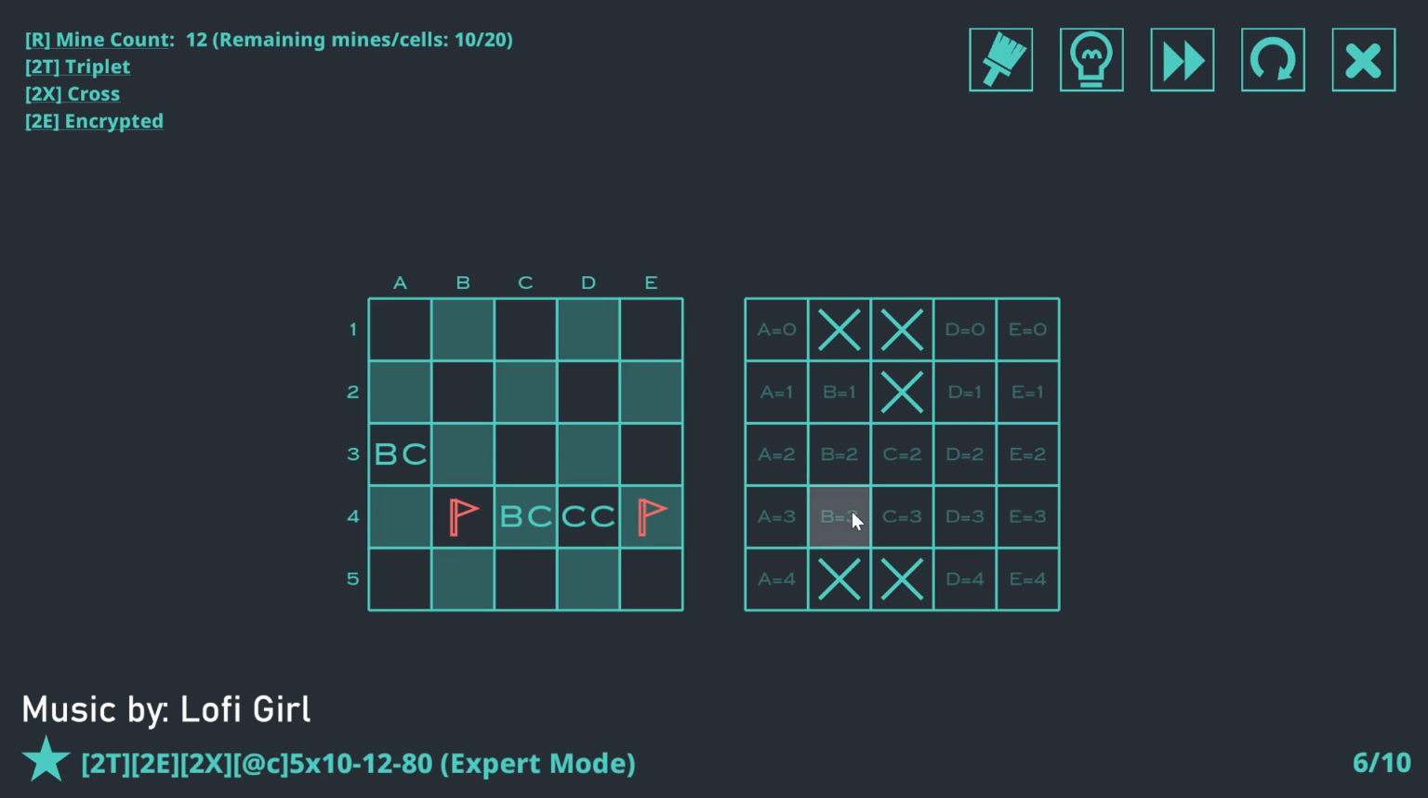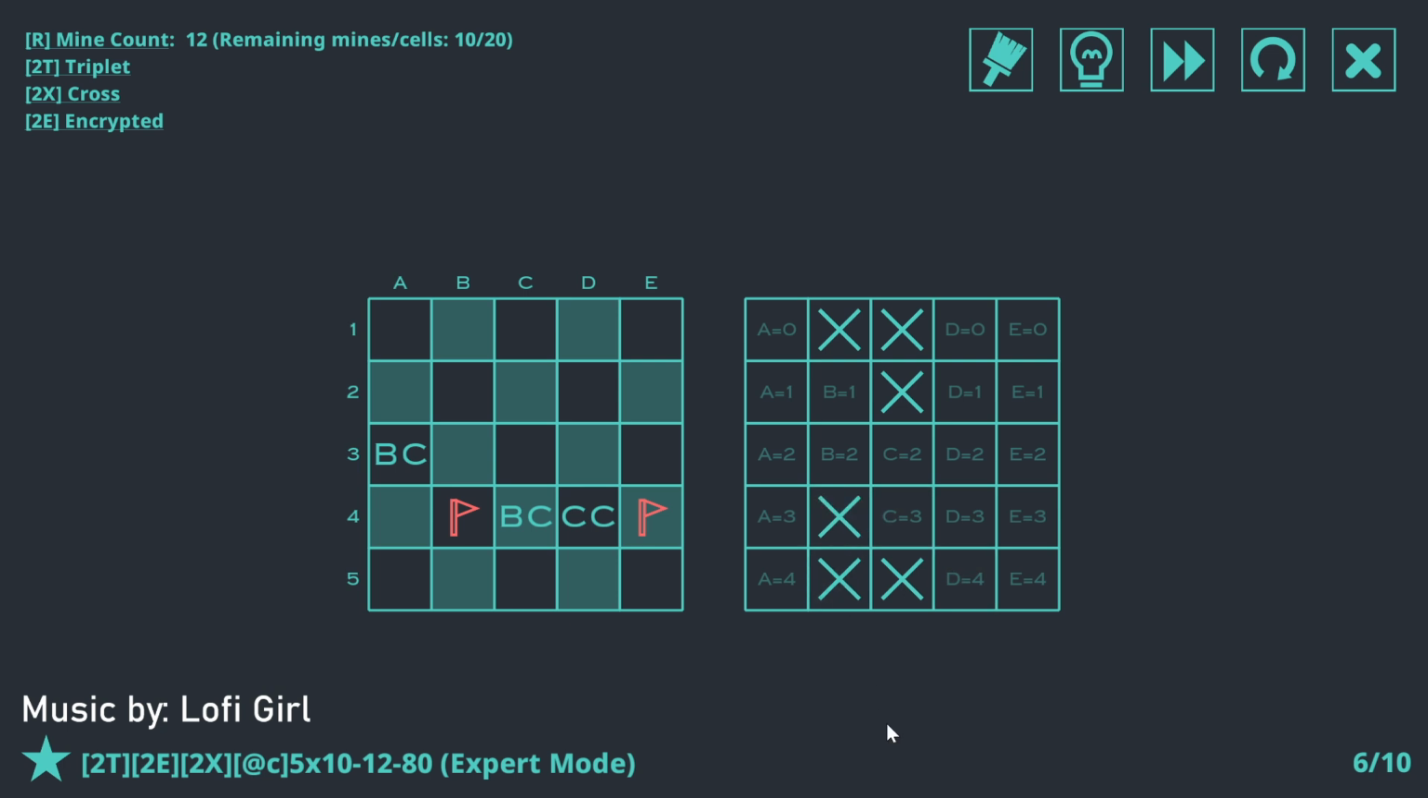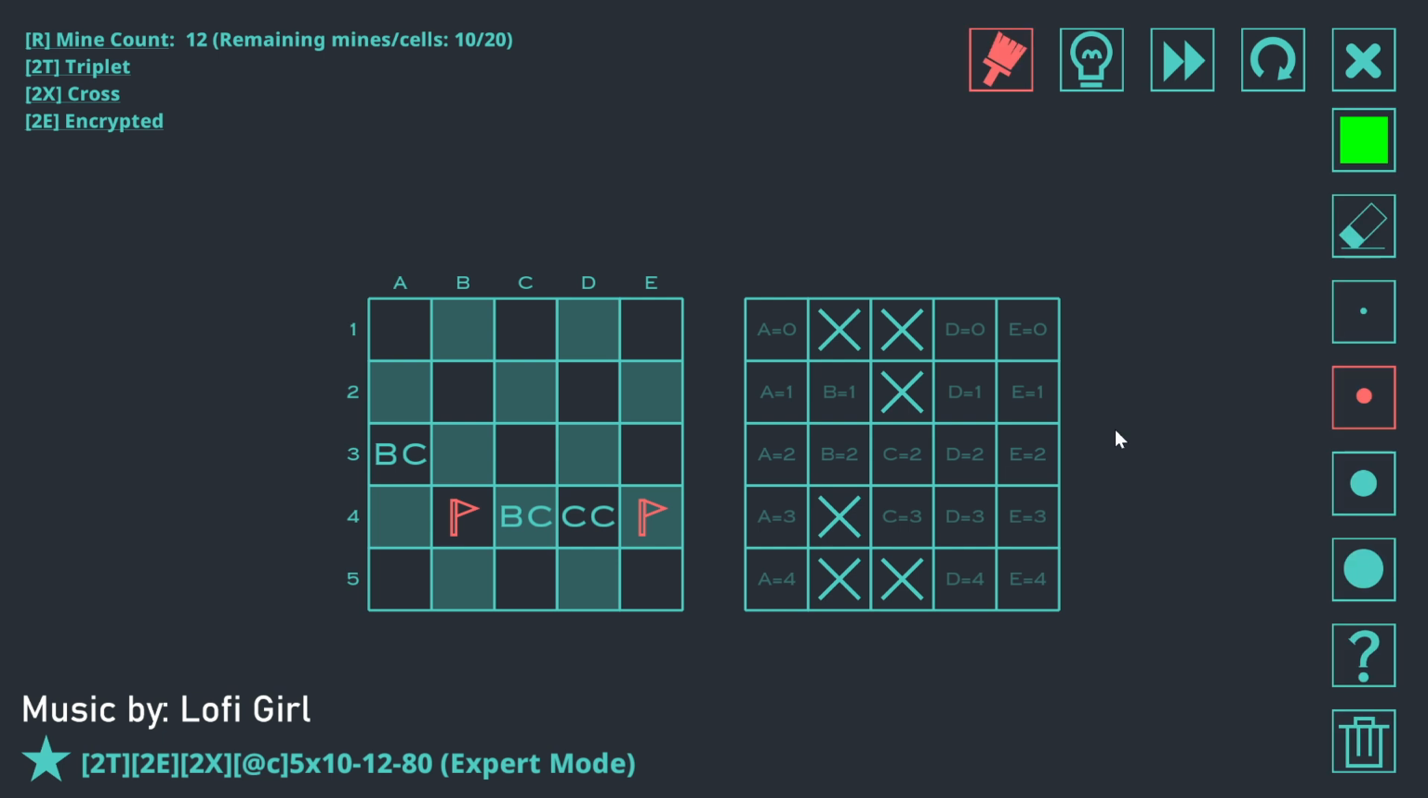However, B therefore can't be 3. If B was 3, that will force C to be 2, and we already know that BC can't be 2, 3, because that will give you mines here and here. So B can't be 3. If C was 3, then B must be 1, because again, BC can't be 2, 3. That would give you something that looks like this, which is valid so far.